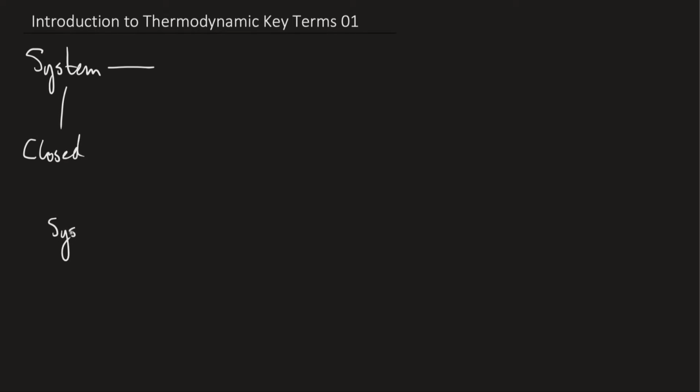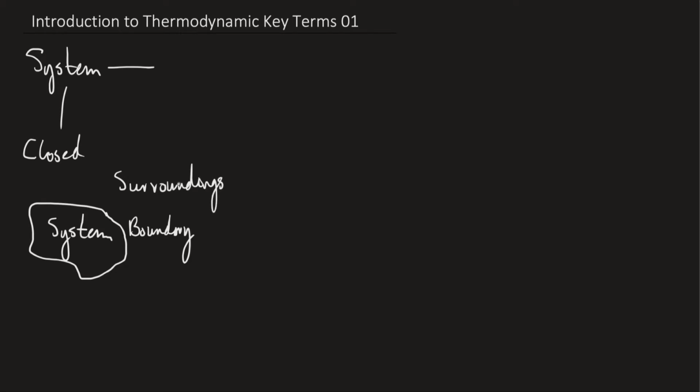So imagine some sort of thing that we're trying to look at. We're going to give this thing a boundary to separate it out from its surroundings. And surroundings is just anything outside of the boundary. And what makes the system closed is that mass cannot enter or exit the system. However, energy can enter and exit the system.